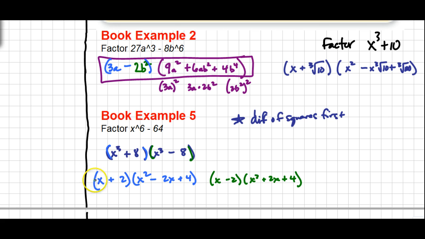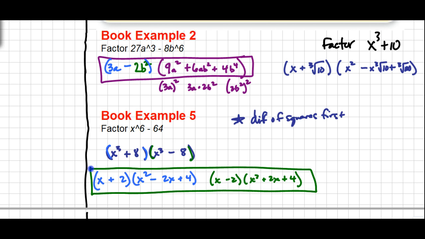Students should pay attention to whether or not you can continue to factor further here. I don't believe you're able to, because factors of 4 are never going to add up to 2. But keep in mind that that might be a possibility that you could factor these trinomials further. But I think at this point we're done with that one. So that would be your final answer here.